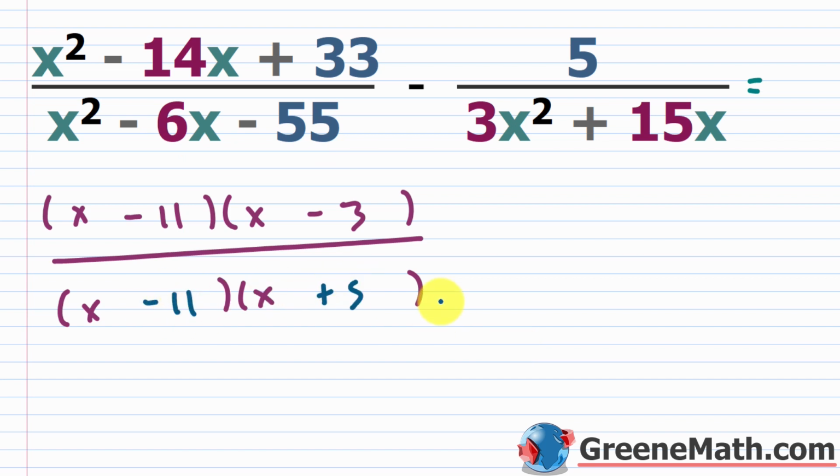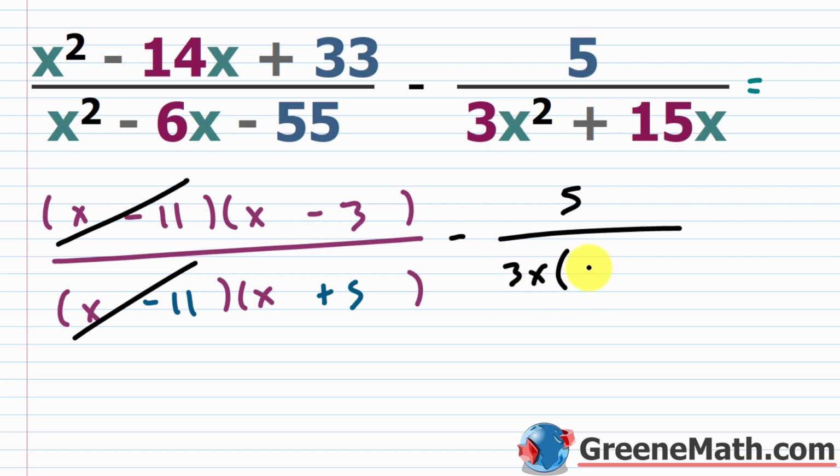So before I do anything, again, I can cancel stuff. You don't have to if you don't want to, but it just makes things so much easier. If you work with a simplified rational expression, you have a common factor of x minus 11 that you can get rid of. So now I have x minus 3 over x plus 5. So that's the first step for me. So then minus. Over here I have this 5. And then from the denominator, it looks like I can factor out a 3x. And then inside I'm going to have what? x plus 5.